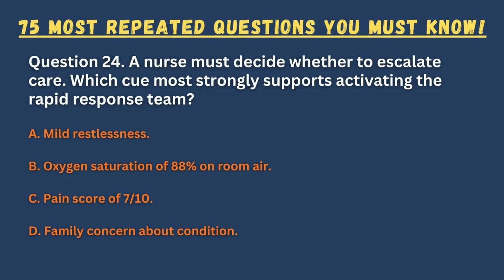Question 24. A nurse must decide whether to escalate care. Which cue most strongly supports activating the rapid response team? A. Mild restlessness. B. Oxygen saturation of 88% on room air. C. Pain score of 7 out of 10. D. Family concern about condition.